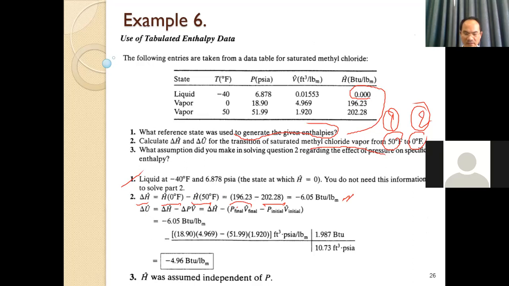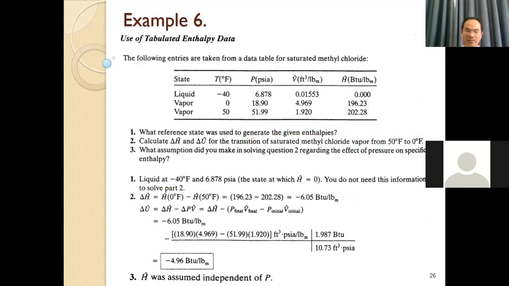Entropy at 50 equals 202.28 minus 0, and entropy at 0 equals 196.23 minus 0, because this is referenced to -40 already. It's also referenced to -40 already, for the scale.